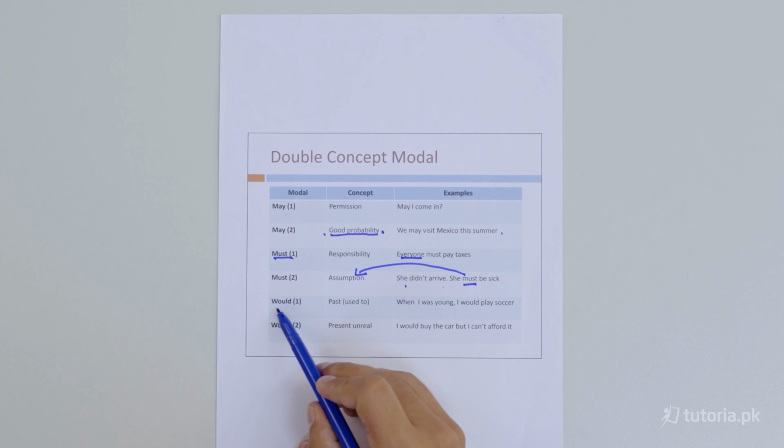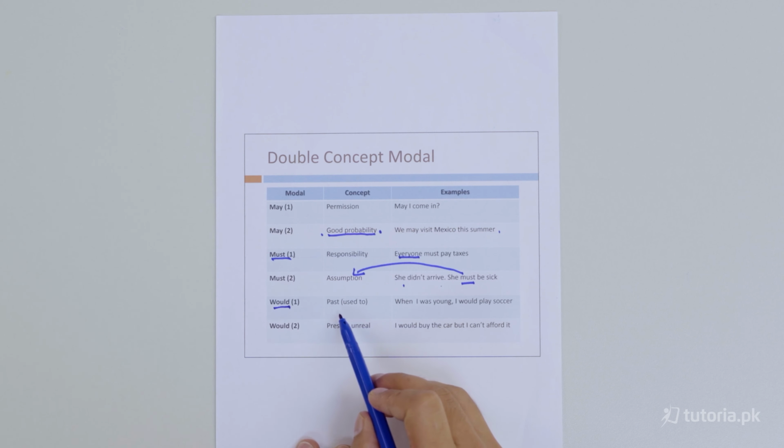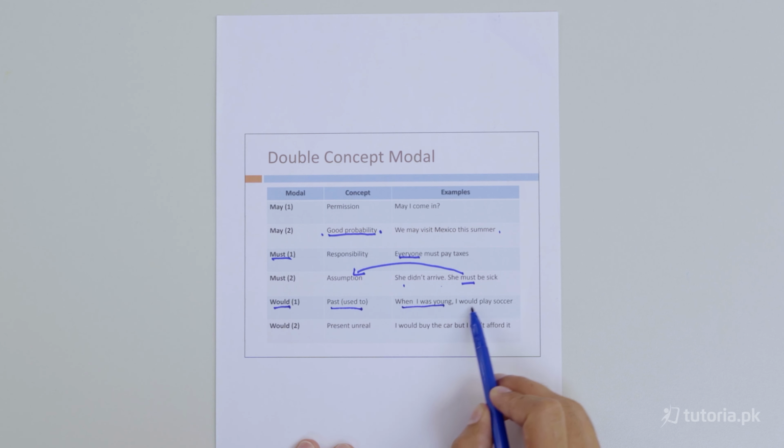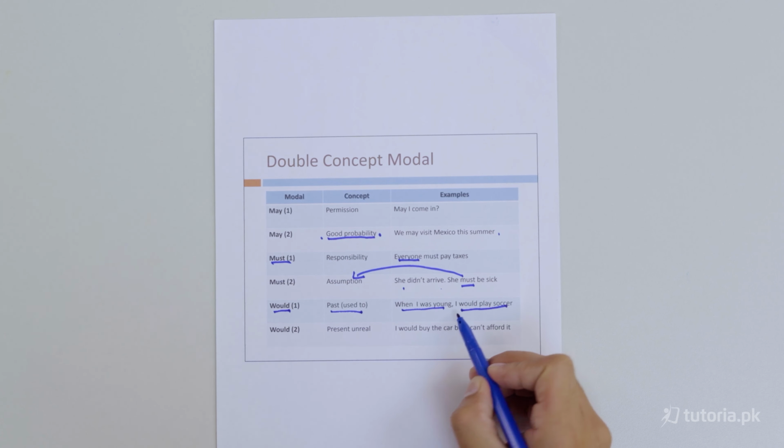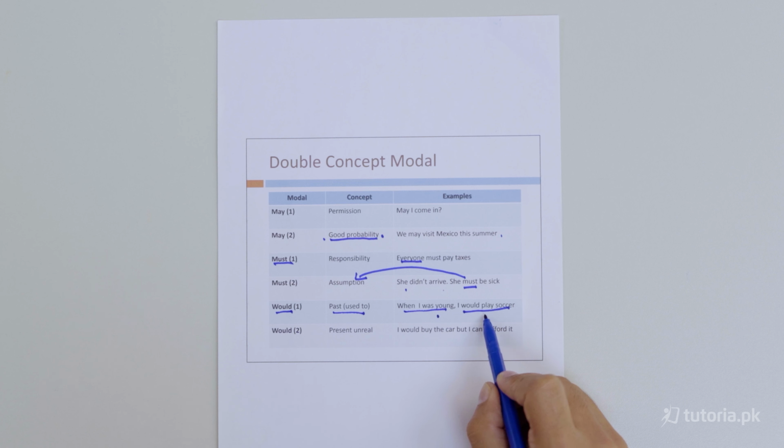The third modal of double concept is would. Let's see. Would can be used to represent the past. When I was young, I would play soccer. It refers to the past, that when this man was young, he was playing soccer.